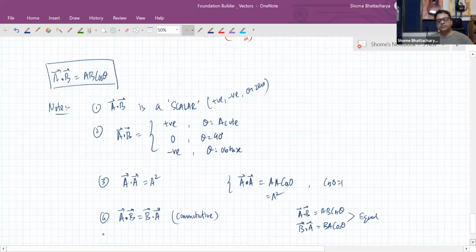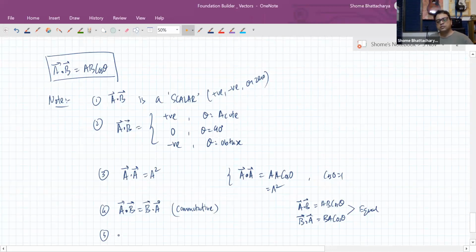Okay. And the final one, if we take dot product of A with the sum of two other vectors, then we can express it as the dot product with the first one plus the dot product with the second one. So this one is called the distributive property. Okay. So dot product is both commutative as well as distributive.